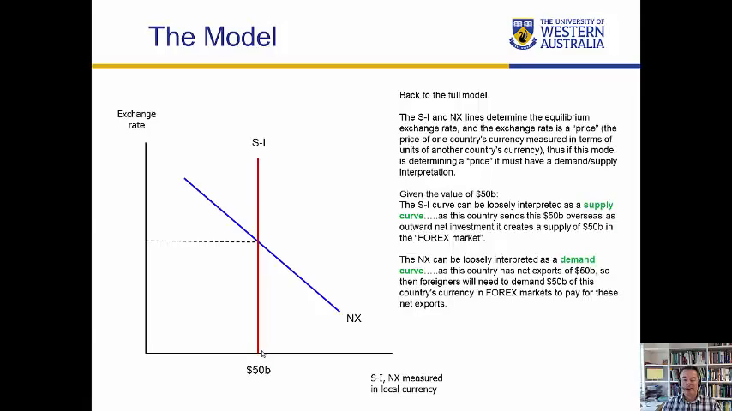Now that's a very simplistic interpretation of how it actually works, but it's adequate for what we want to achieve at the moment. So another way of thinking about this is that the S minus I line is actually a supply curve of this country's currency in the foreign exchange market.